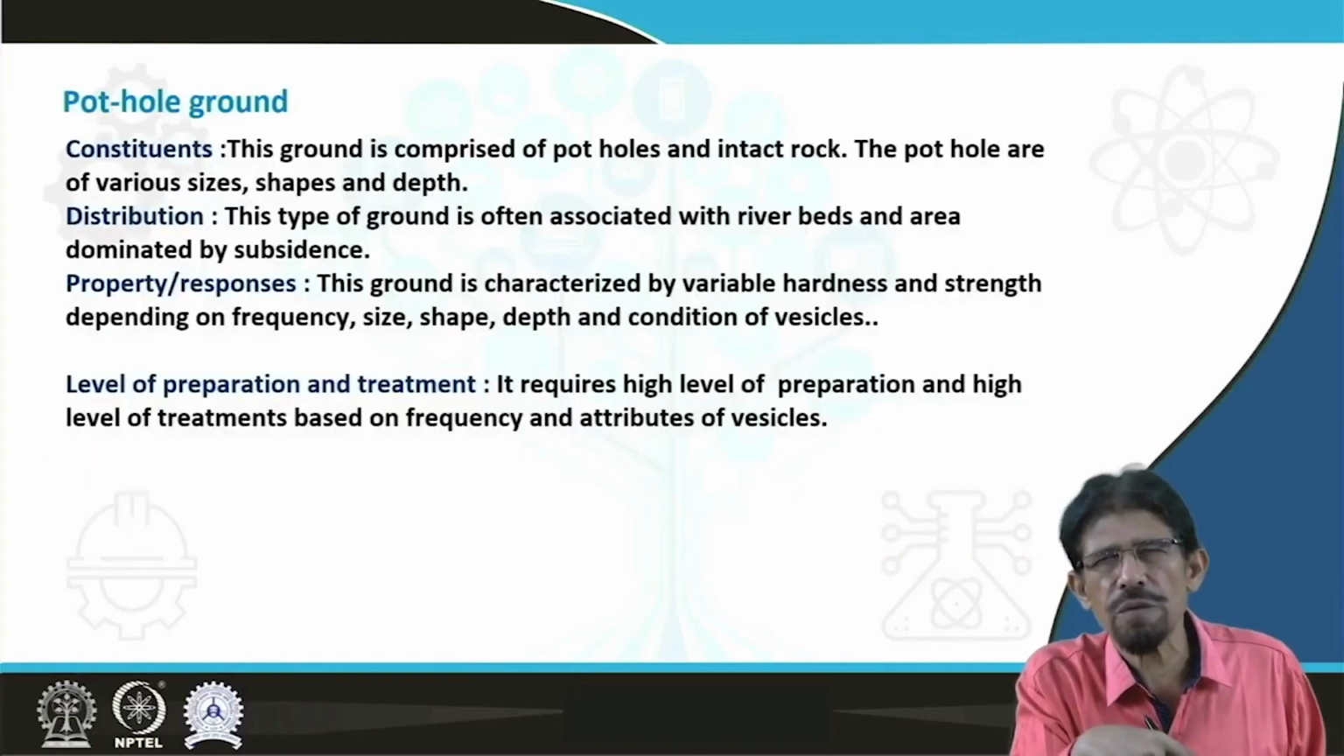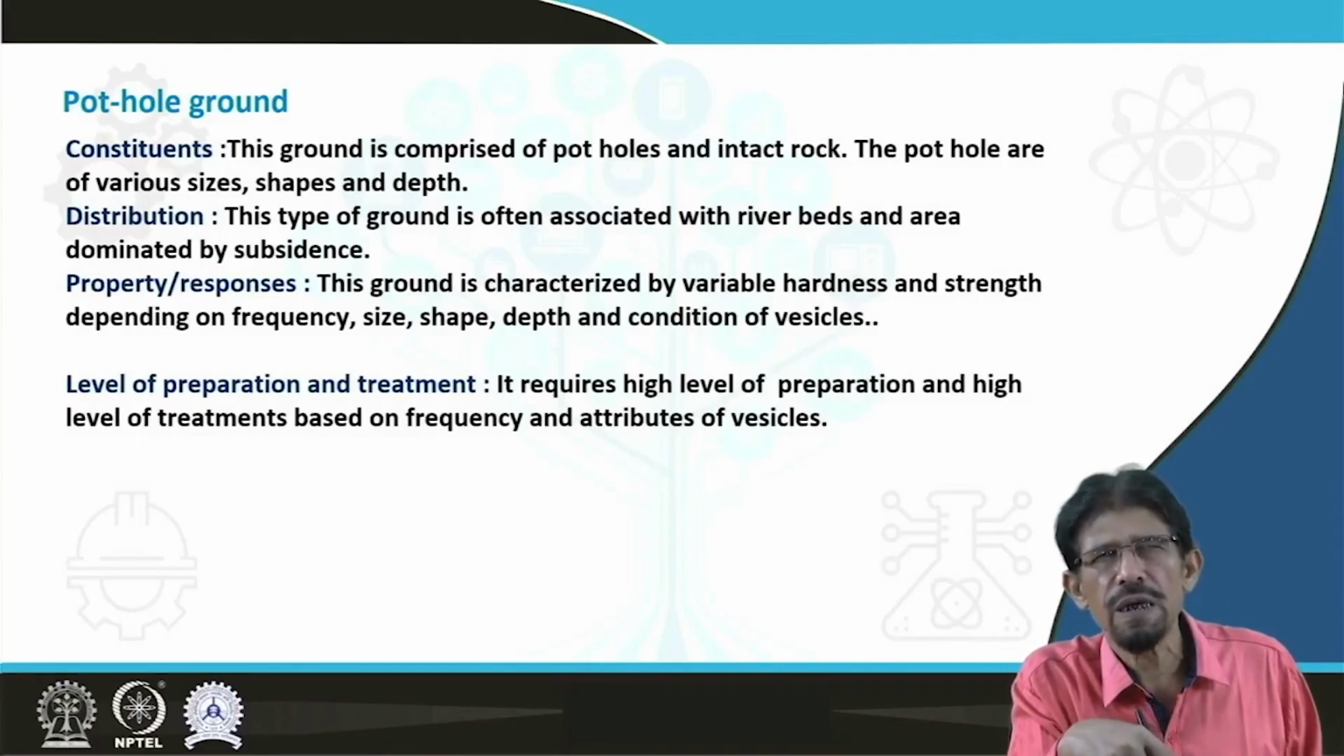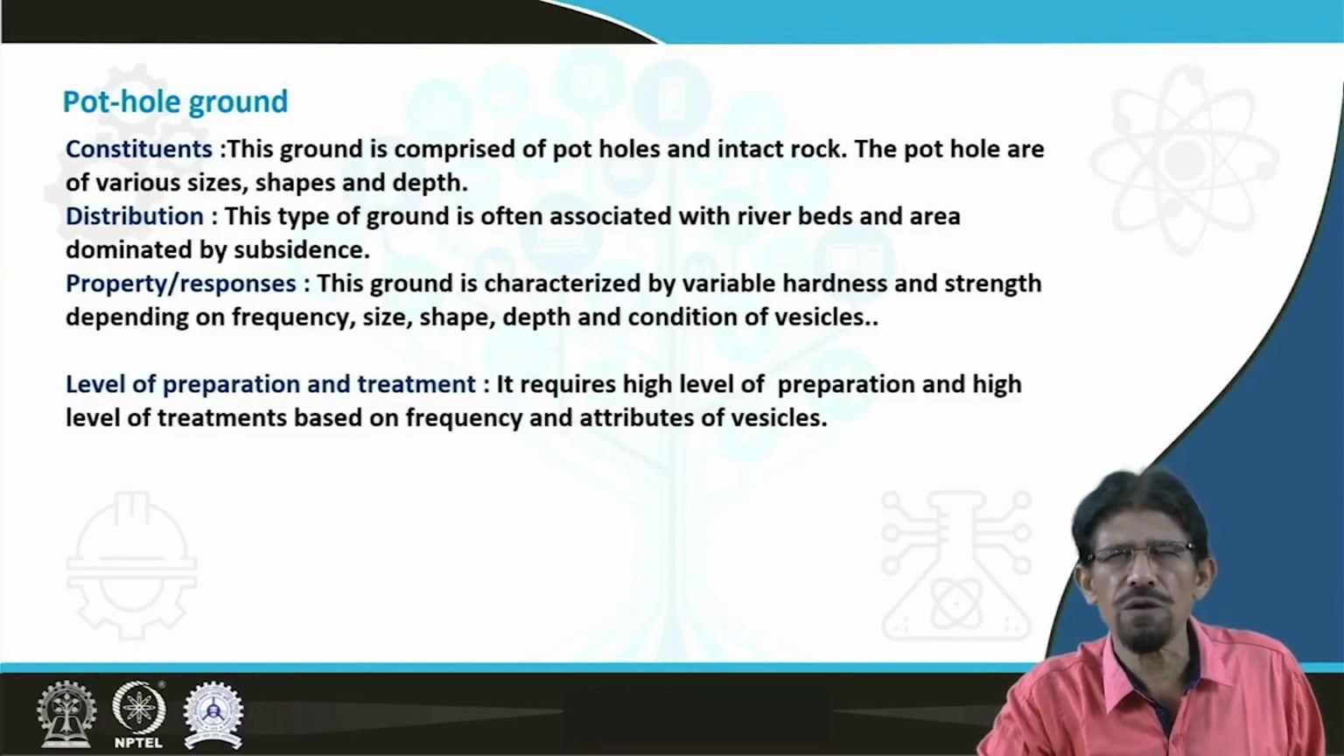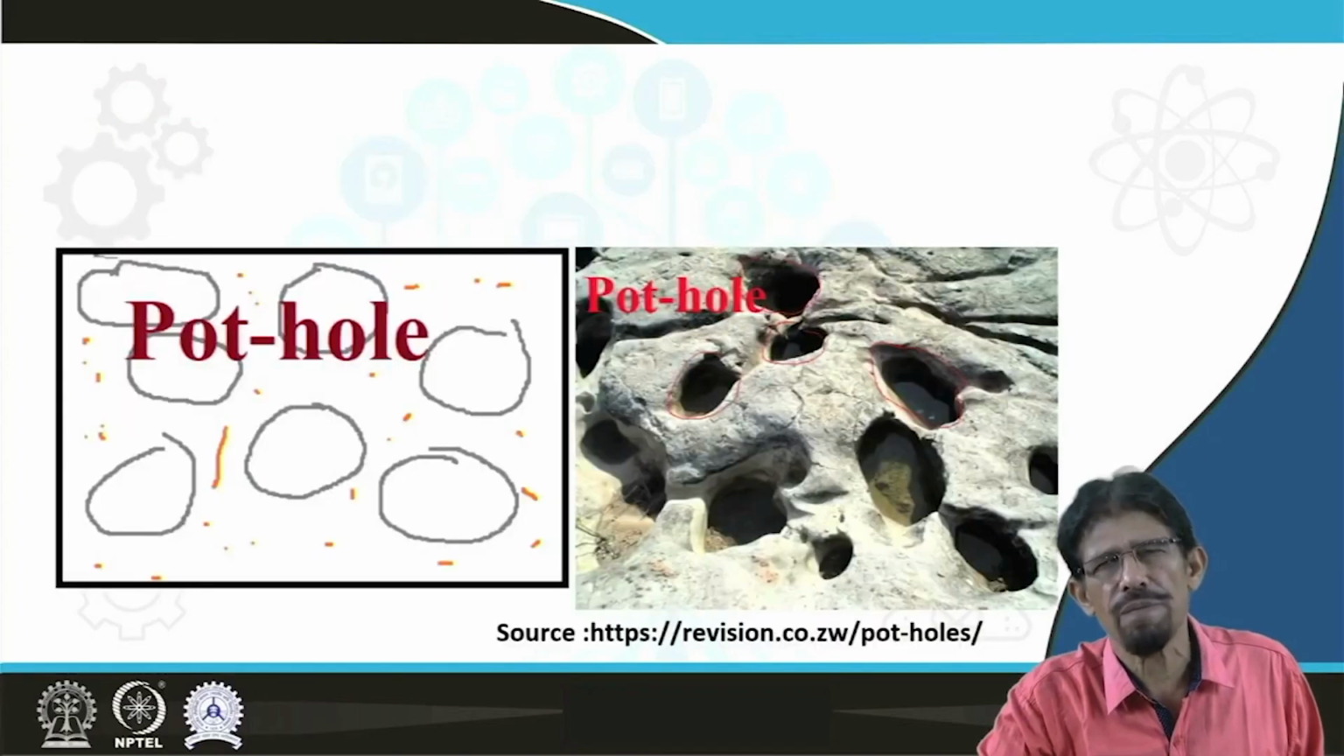Pothole ground is similar to this vesicular ground, which is due to the release of gases. The pothole ground is formed due to the action of water or due to subsidence. This type of ground we are going to encounter particularly in river beds. In a number of river beds, when we are going to construct some dam and others, when we are going to channelize the river, then we can see the river beds dominated by such type of potholes.